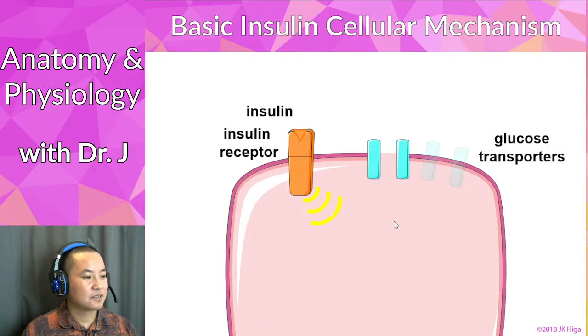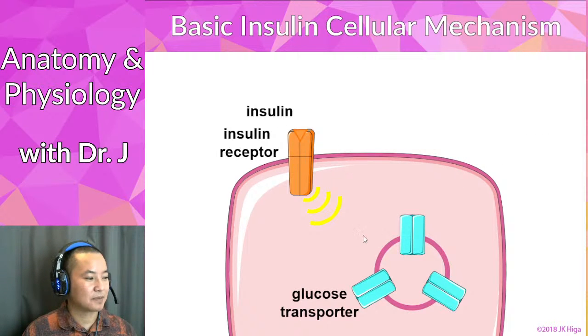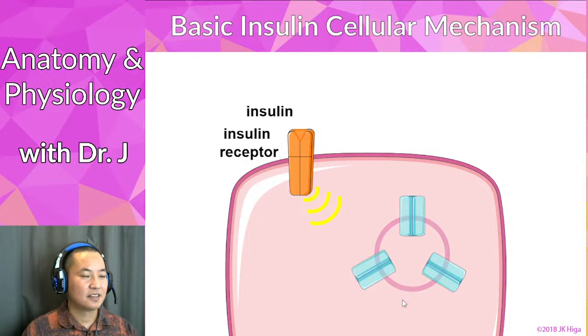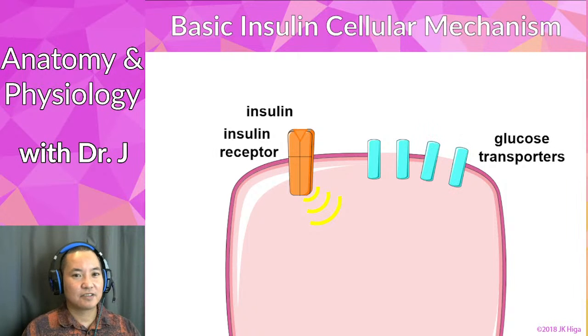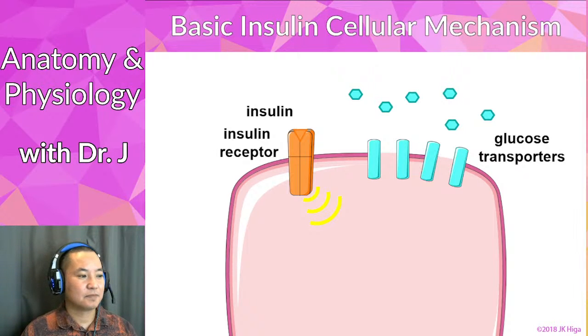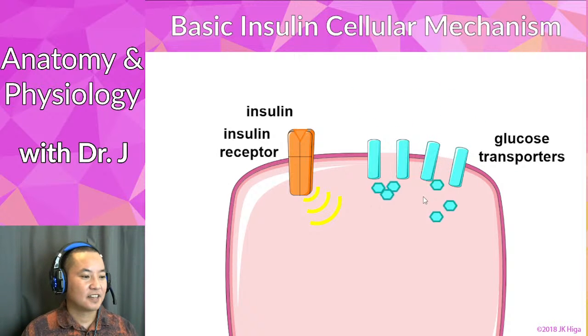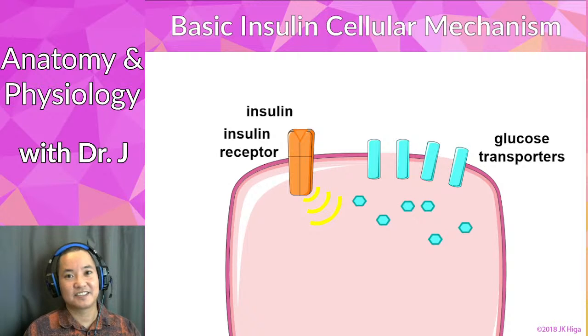So insulin binding to the insulin receptor triggers the movement of these glucose transporters to the surface of the cell, and now they appear on the surface. There's all this glucose floating around in your extracellular fluid and blood. Glucose is going to move into the cell via diffusion, and these glucose transporters facilitate that diffusion.